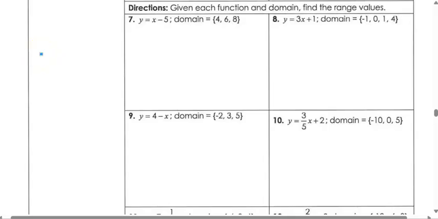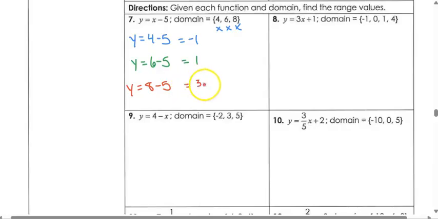And here we have a different way of writing the same thing. Remember, domain is x values. So these are all x's that I would plug in. So I would have y equals 4 minus 5, y equals 6 minus 5, and then y equals 8 minus 5. So 4 minus 5 would give me -1. 6 minus 5 would give me +1. 8 minus 5 would give me +3. So my range would be negative 1, 1, 3. I'm going to draw my bracket.